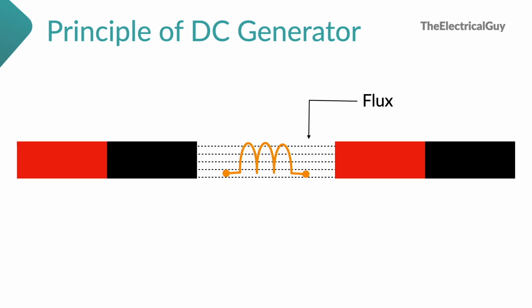What are we doing here? We are simply putting one coil made up of copper in the magnetic flux. And now if the flux is varying or changing, then a voltage will be generated across this coil. You can either vary the flux or the coil itself, both ways it will generate voltage.